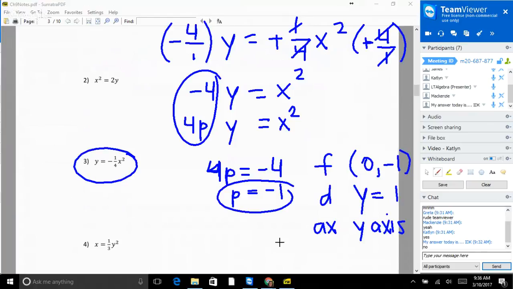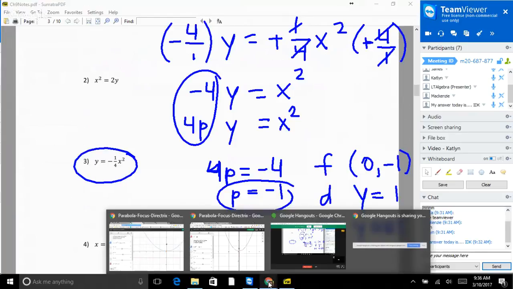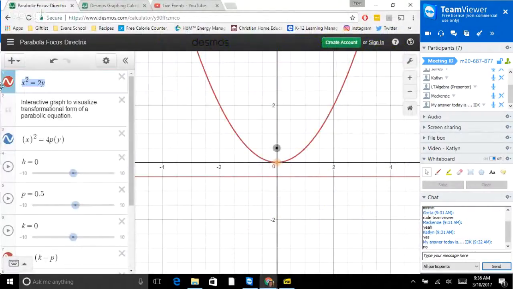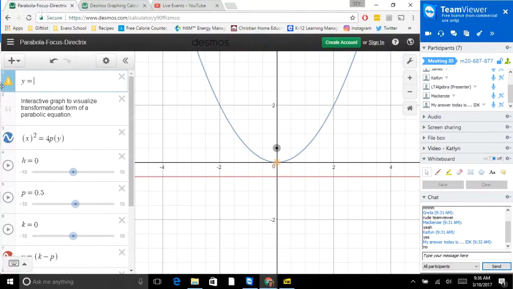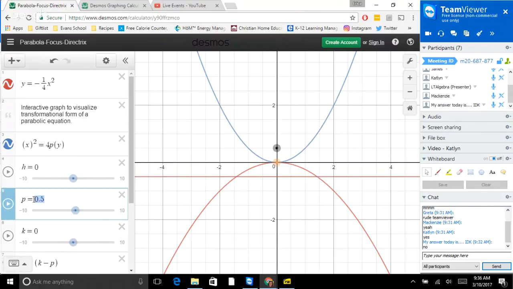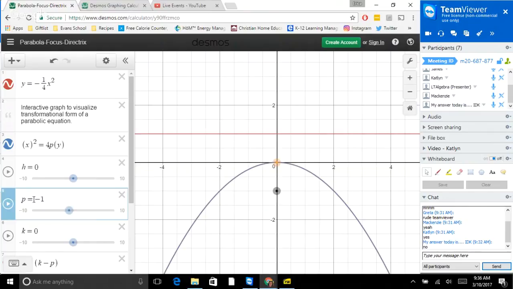So let's graph it and see what we get. Our original equation is y equals negative 1/4 x squared. And we said that our p value, where our focus point is at negative 1. So that's good. Our two graphs overlap with each other, right? And our focus is down here at negative 1, and our directrix is up here at y equals positive 1.